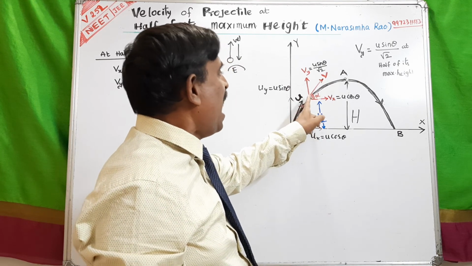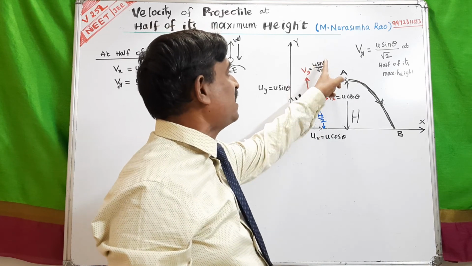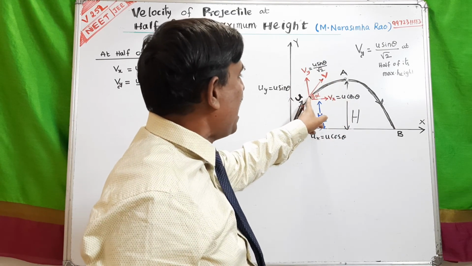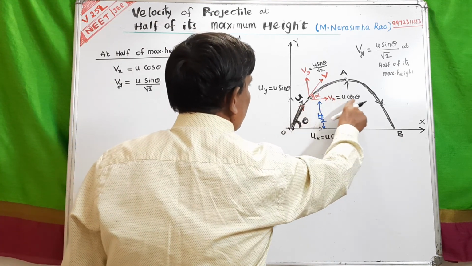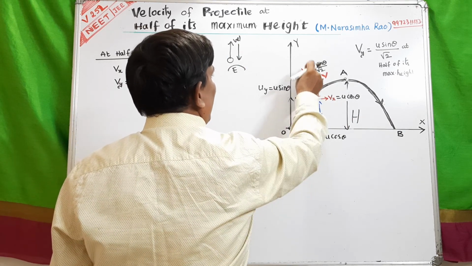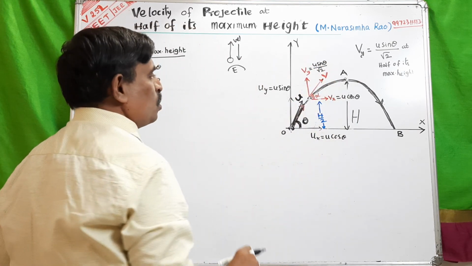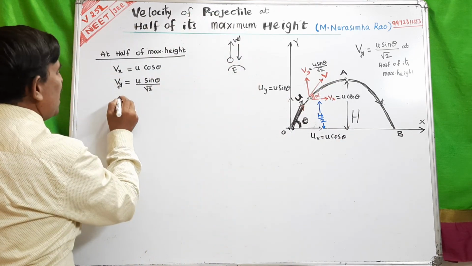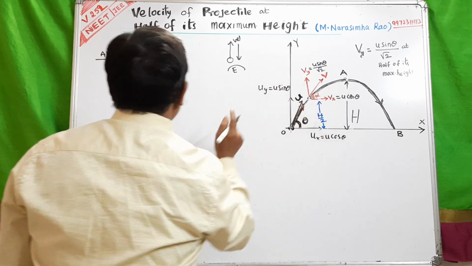At this point, at the half of the maximum height, final velocity of the projectile is u sin theta by root 2. V represents the resultant velocity of the projectile at the half of the maximum height. Now, along the horizontal direction, u cos theta is the velocity. At the half of the maximum height, y component of velocity is u sin theta by root 2. This velocity and this velocity both are perpendicular to each other. The angle between these two is 90 degrees.